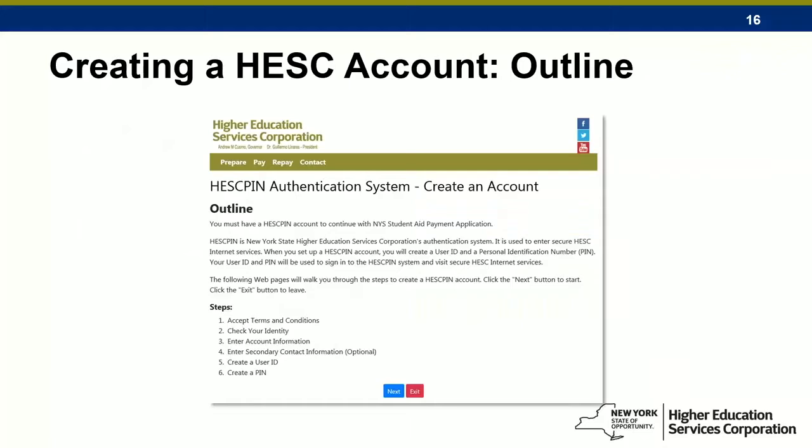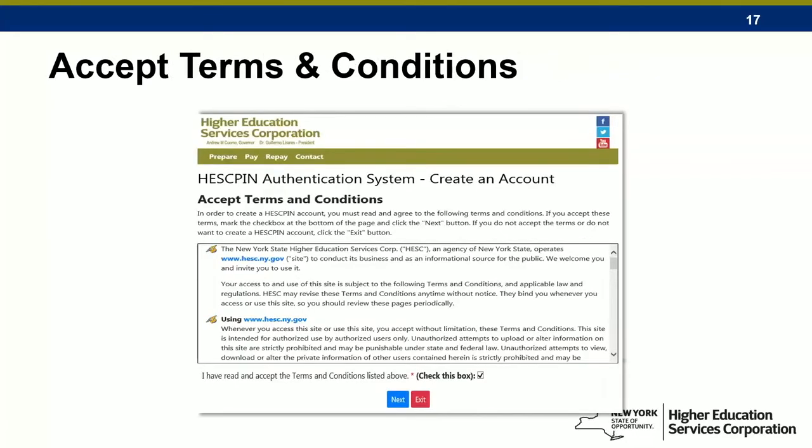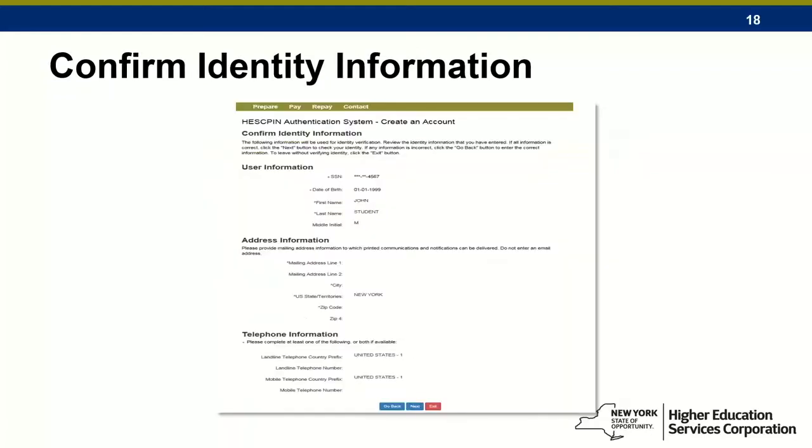Now, once they get into our system, the first thing they're going to do, assuming the student is a first-time applicant with us, is create a HESC account. And so we're going to bring them through the steps of doing so. There's some terms and conditions about the use of our site that they have to read and then check the box and then go next. And then moving forward, we're going to bring up their identity information. Now, if they're linking through FAFSA, their identity information will be carried over from the FAFSA form. So this screen will be pre-filled and they're not allowed to make any changes. They simply just need to go next.